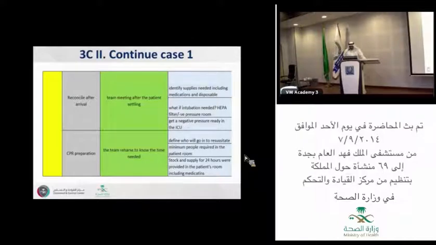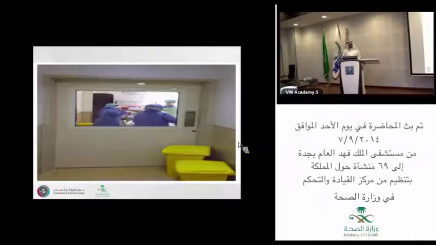The transfer process, as I said, we agreed with the transferring hospital that we will not get in contact with the patient until he's in his room. And then after the patient arrived, we reconciled again. The whole team, which was in the beginning preparing, sat down and reconciled what we have done. Go through it again, together. Instead of everyone doing it alone, we sat together, we reviewed everything.